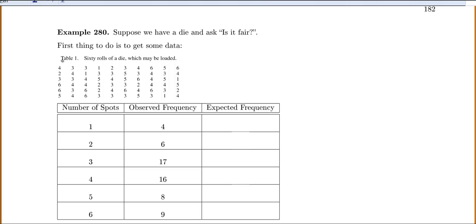And so I've gone through and looked at these numbers. Of course, the possible spots are 1 through 6. And every time I got a 1, I counted that up. So I counted up 4 1s, and I counted up 6 2s, and 17 3s, etc. So these observed frequencies are the actual data. It's the count of how many times we got that outcome.